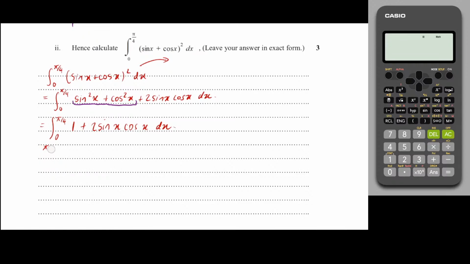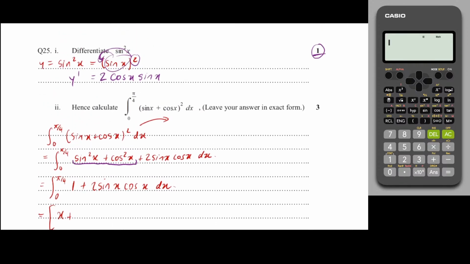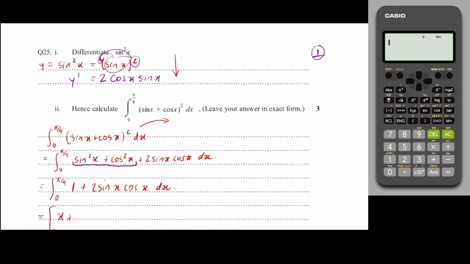Well, actually, we don't need to do the integral for this next bit because we can actually integrate it now. So the integral of 1, well, that's just x. That's nice and easy. The integral of 2 sine x cos x, well, this is where part 1 actually plays its role. What we were asked to do up here is differentiate sine squared x to get 2 cos x sine x.